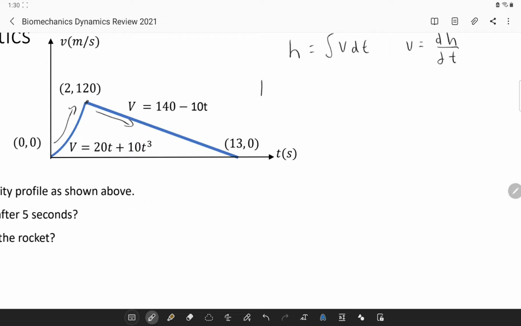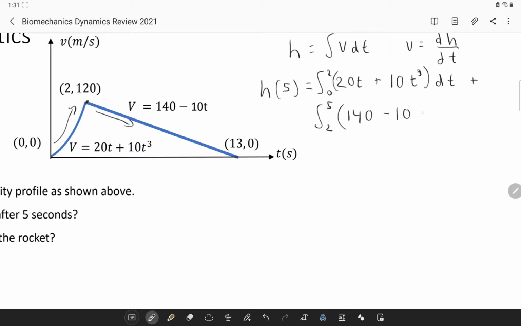So we're going to say our height at 5 seconds is equal to the integral from 0 to 2 of 20t plus 10t to the third power, that becomes our first equation, plus the integral from 2 to 5 of our second equation, 140 minus 10t, dt.